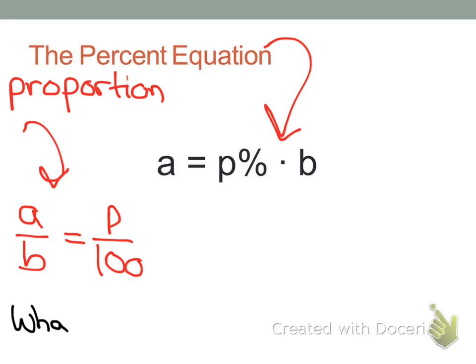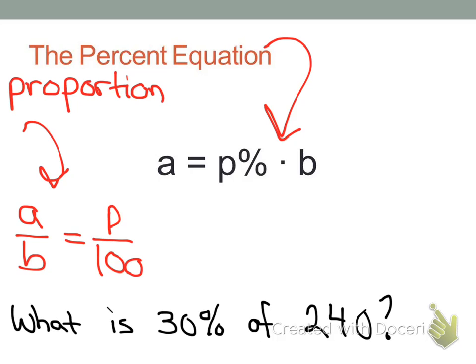Now, if I were to give you this problem, what is 30% of 240? Could you use the percent proportion to solve that? Yeah, you could. And you could use the percent equation. So you could actually use either one and you would get the exact same answer. All right, so what does that tell you? It just tells you that there's more than one way to do the problem. Okay, so you've already learned how to do the proportion, and now today you're going to learn how to plug these numbers into the percent equation.